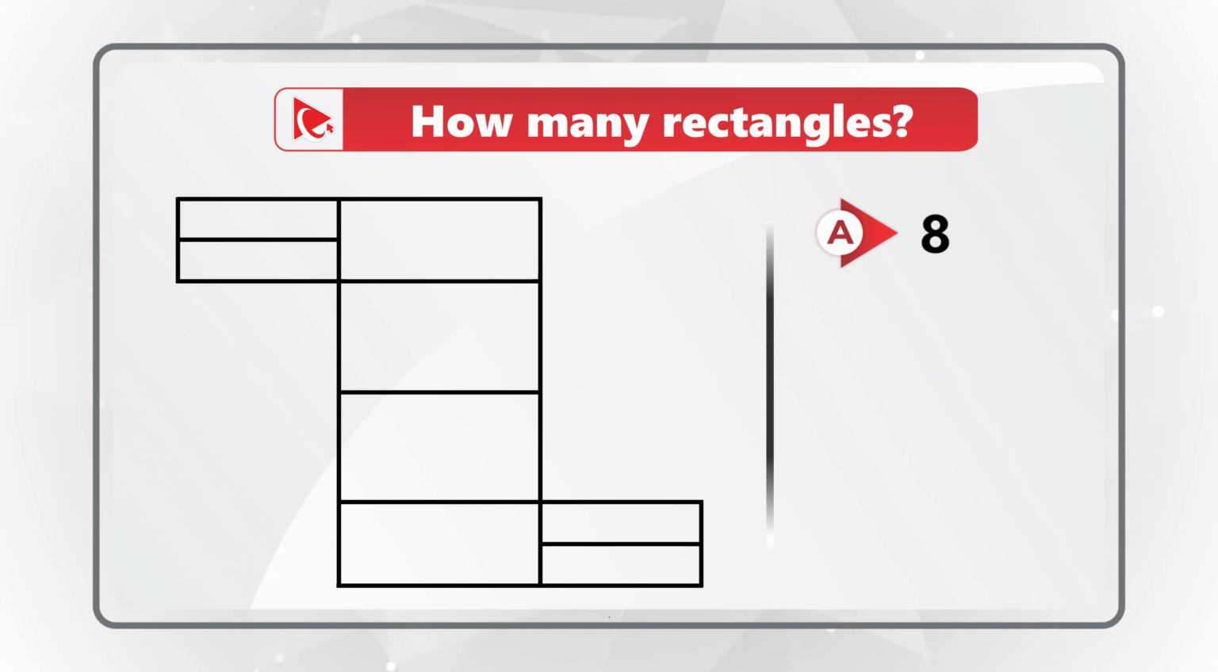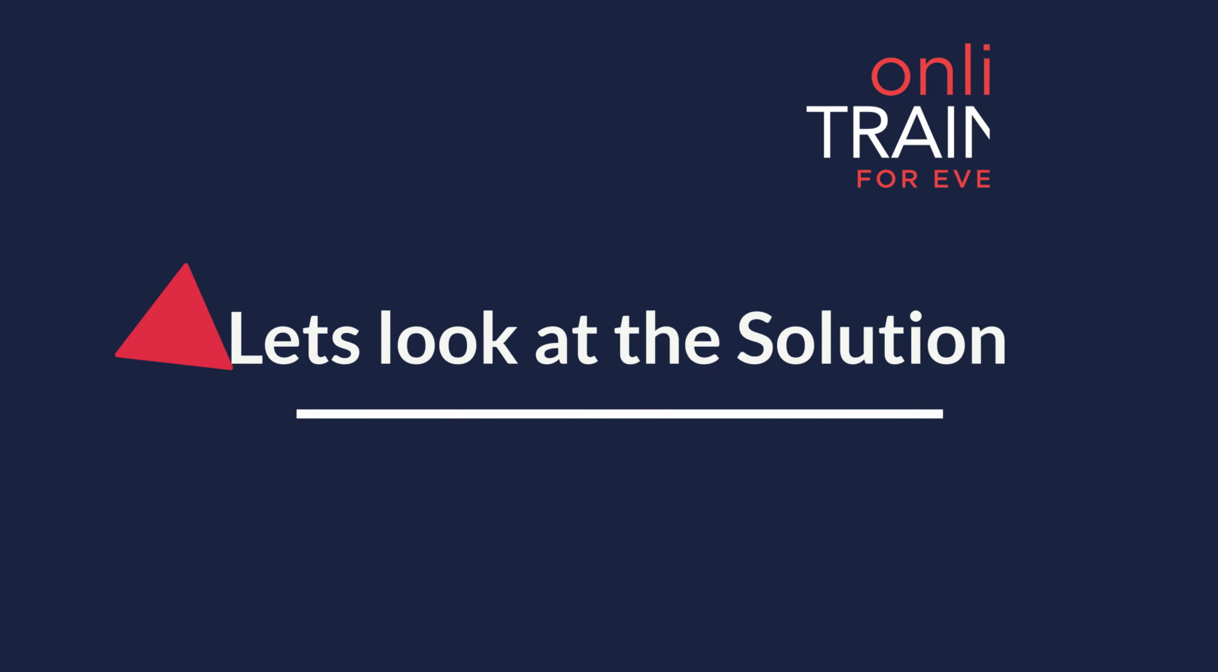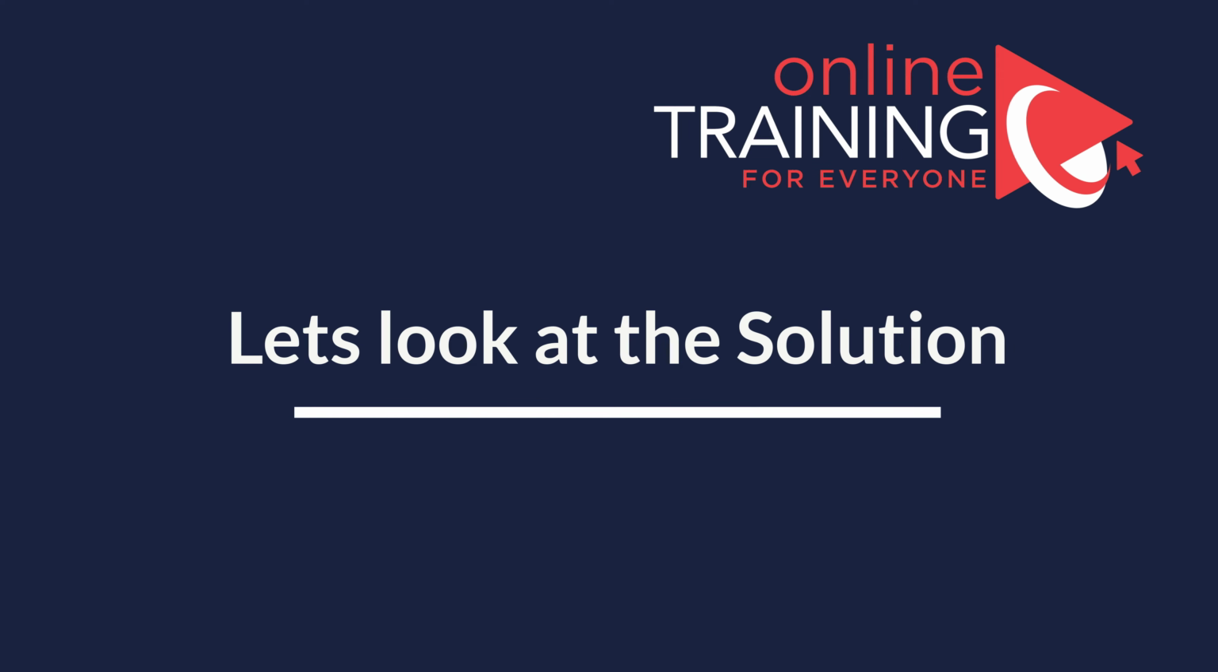Choice A, 8. Choice B, 17. Choice C, 18. And then choice D, 20 rectangles. Do you know the answer? Give yourself a few seconds, maybe pause this video to see if you can count all of them. Are you ready? Let's move forward and I'll share with you my version of the solution.